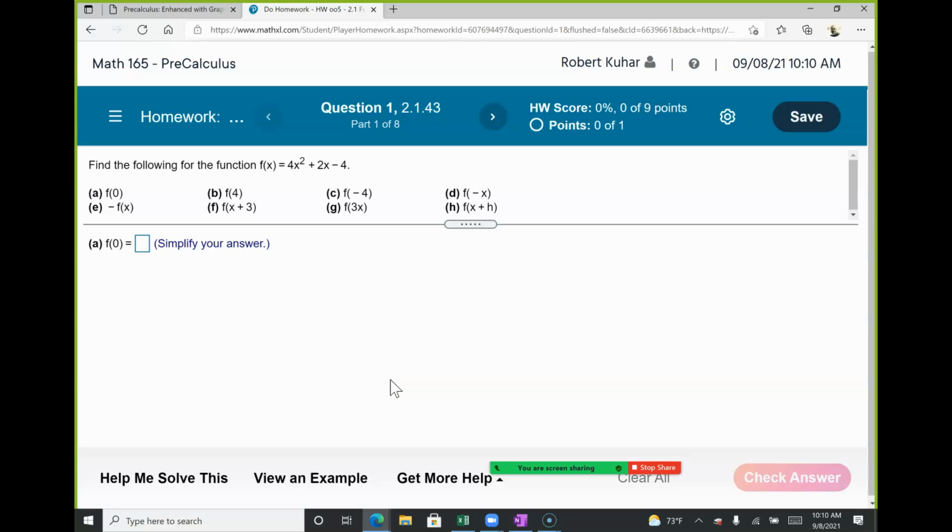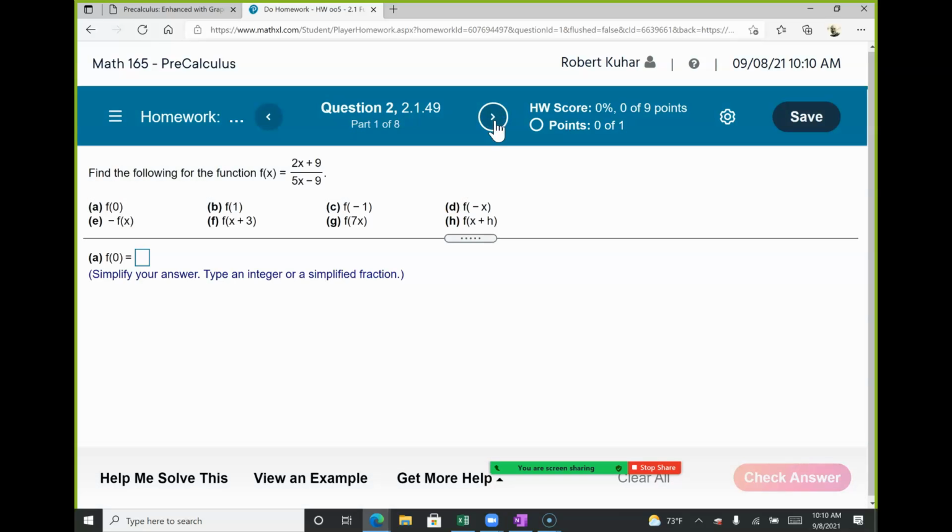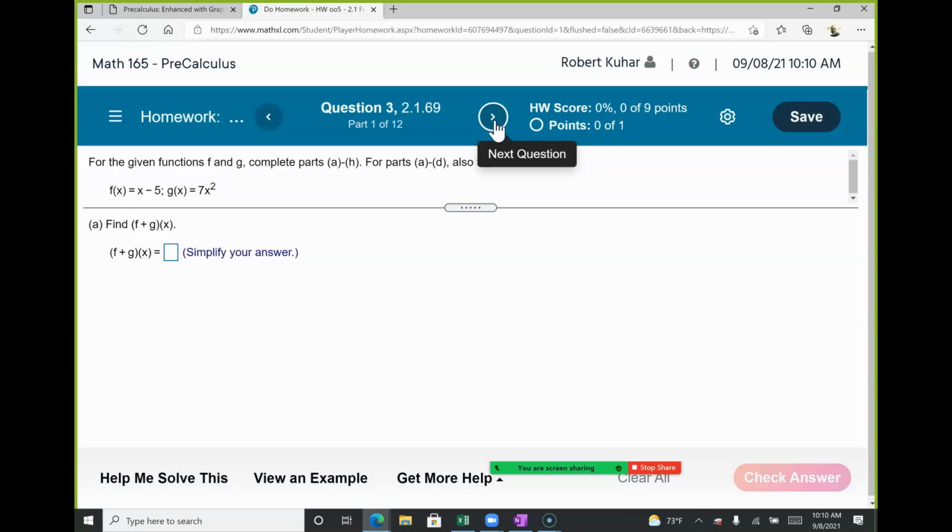So I give you a function, and part A says what? Plug in what? 0. So, I probably the last one, part H is the difficult one, plug in x plus h, but I'm going to do that in the difference quotient one anyway. So I think this whole homework you can go right away and do it on your own. Some of the algebra is messy, that's all.